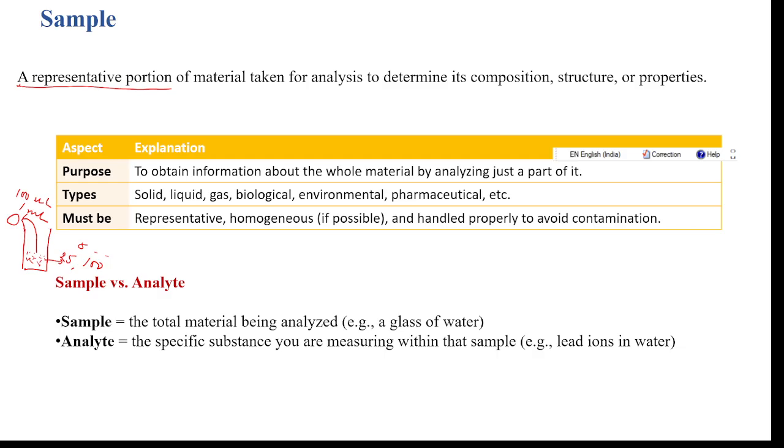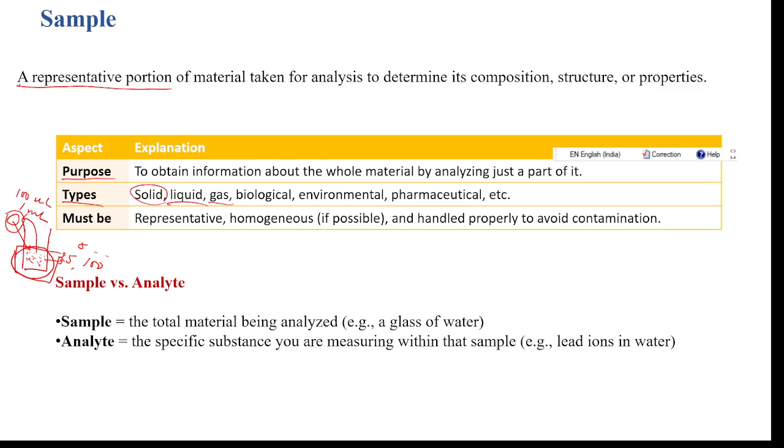So here are some aspects of a sample that we need to know, like what is the purpose of this sample. Obviously the purpose of the sample is to know what is going on inside this reaction mixture. So by taking this small portion we can analyze what is going on behind in this reaction mixture. And these samples can be of many types. They can be solid, liquid, gas, biological material, environmental material, pharmaceutical, or any kind of material.